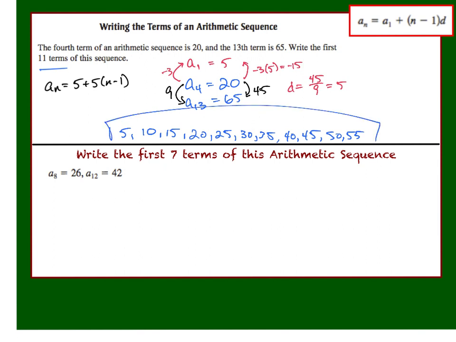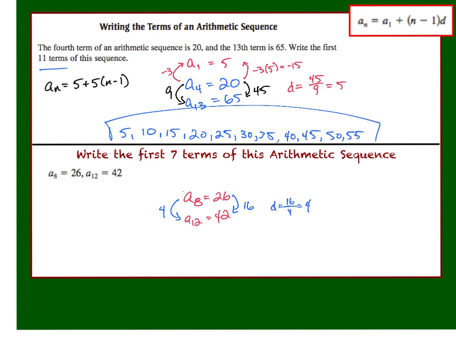All right. I'd like you to do this one. I'd like you to find the first 7 terms, given a sub 8 is 26, and a sub 12 is 42. So, how do I get from a sub 8 to a sub 12? How many terms? 4 terms. 26 to 42 is 16. So I find my common difference by 16 over 4, which is 4.